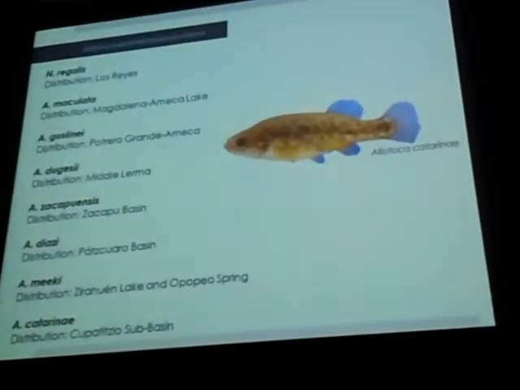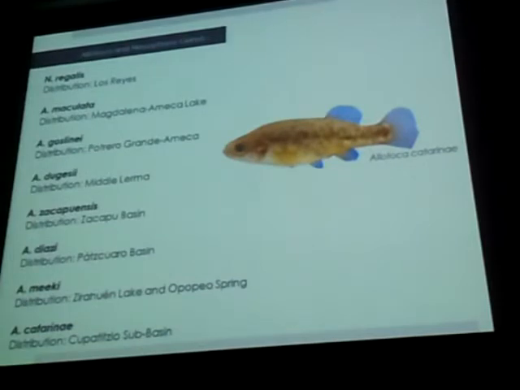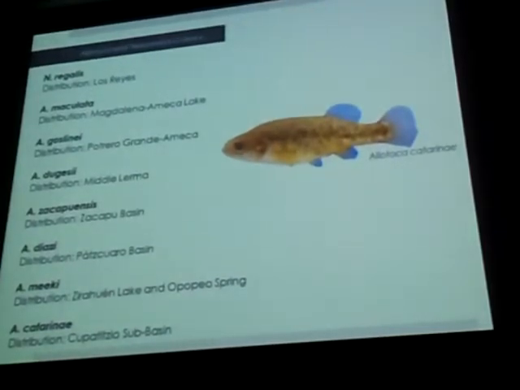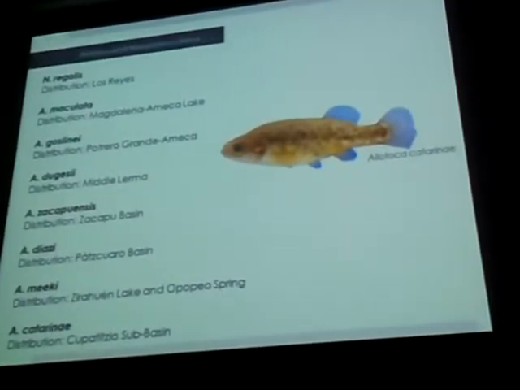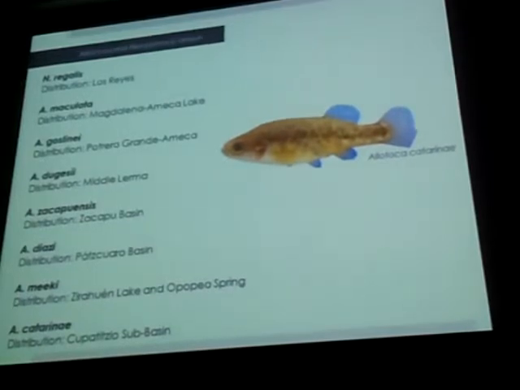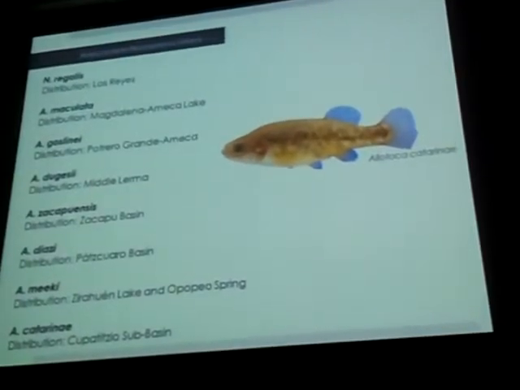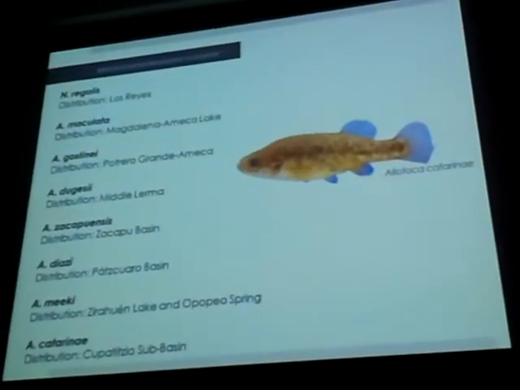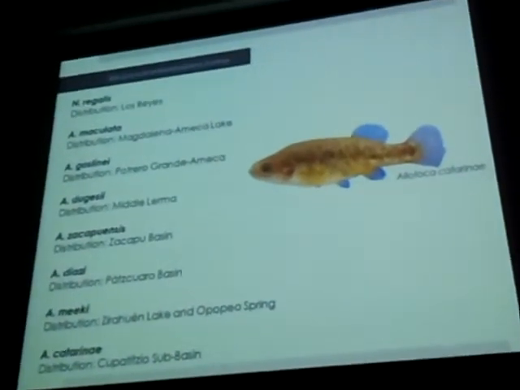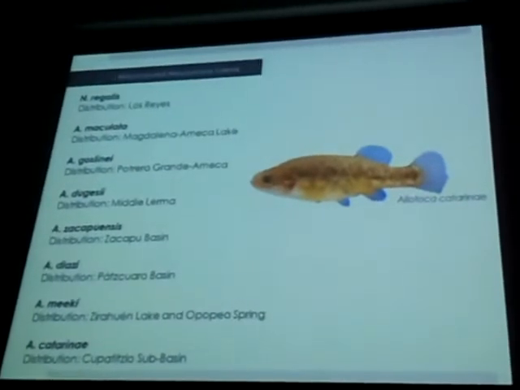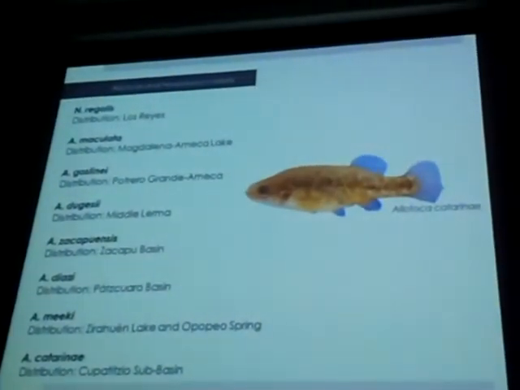The distribution of this genus is very short, very constrained, reduced, and this is because the history of the origin and the process of speciation is very difficult and very varied.